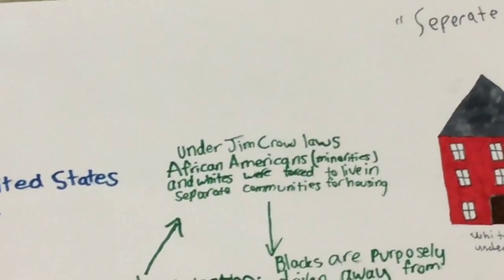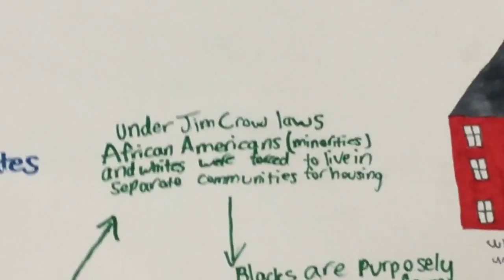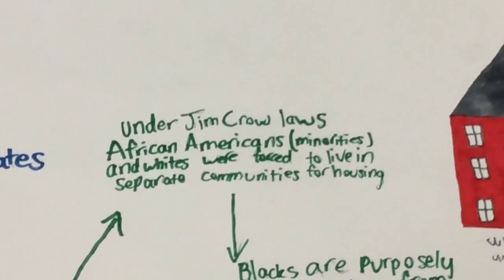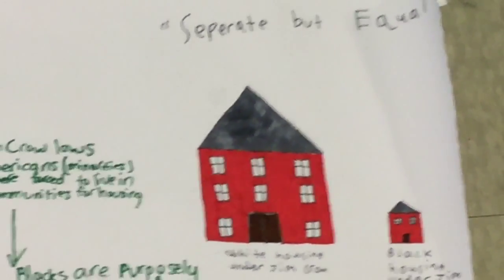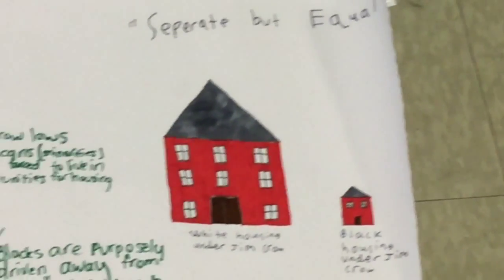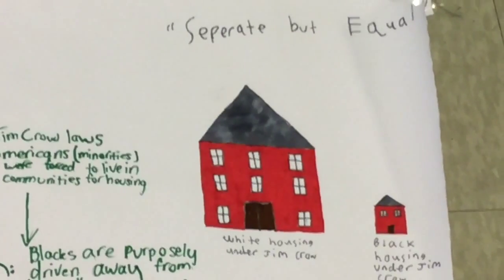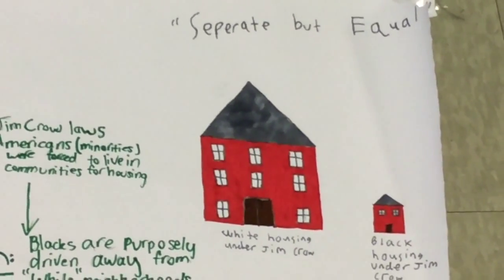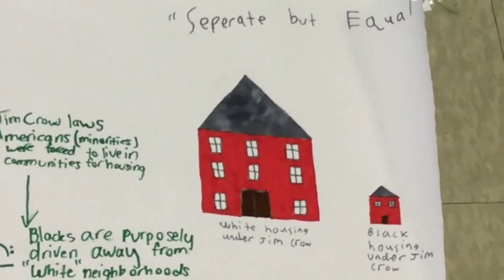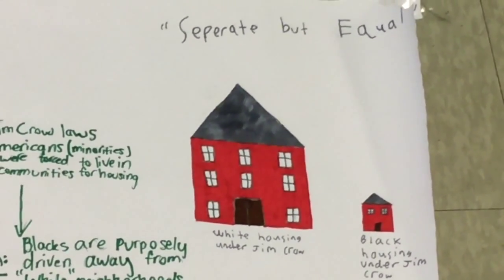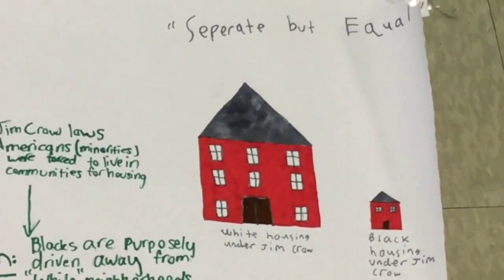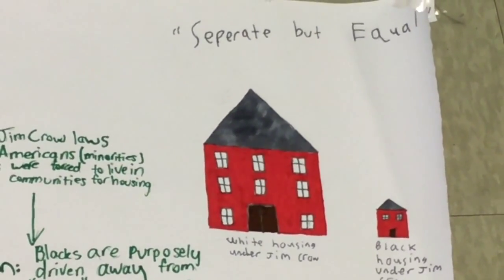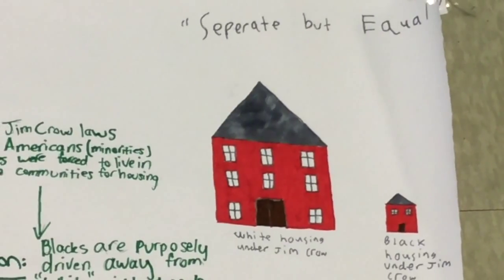Now, under Jim Crow, African Americans and whites were forced to live in separated communities for housing, and this was called separate but equal. The idea of separate but equal is that you could separate people and it'd be fine because if they were equal, they wouldn't want what the other one had. The issue is this law allowed white people to build better housing than black people, and therefore African Americans would not be treated as equals because their housing wasn't equal. Now, the issue today is that these housing patterns are still intact.